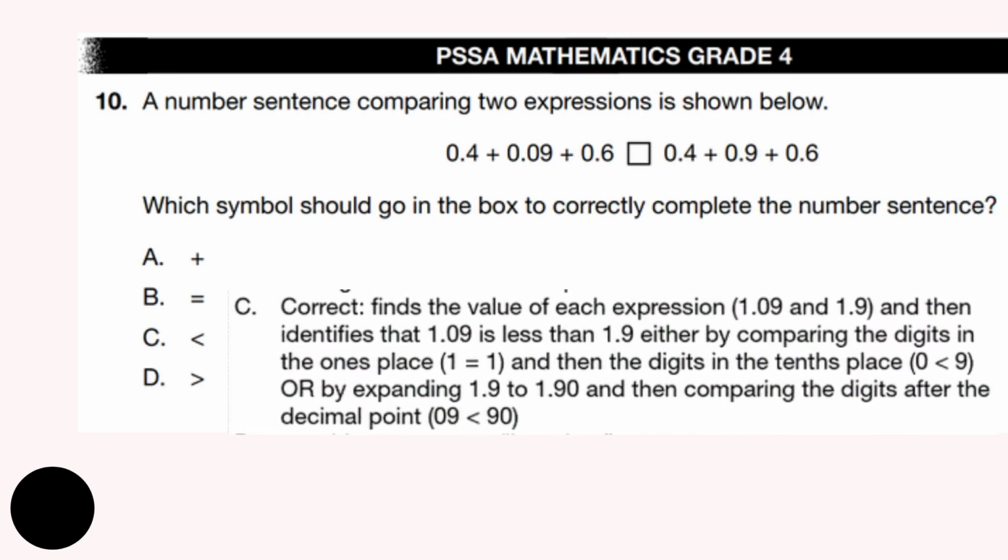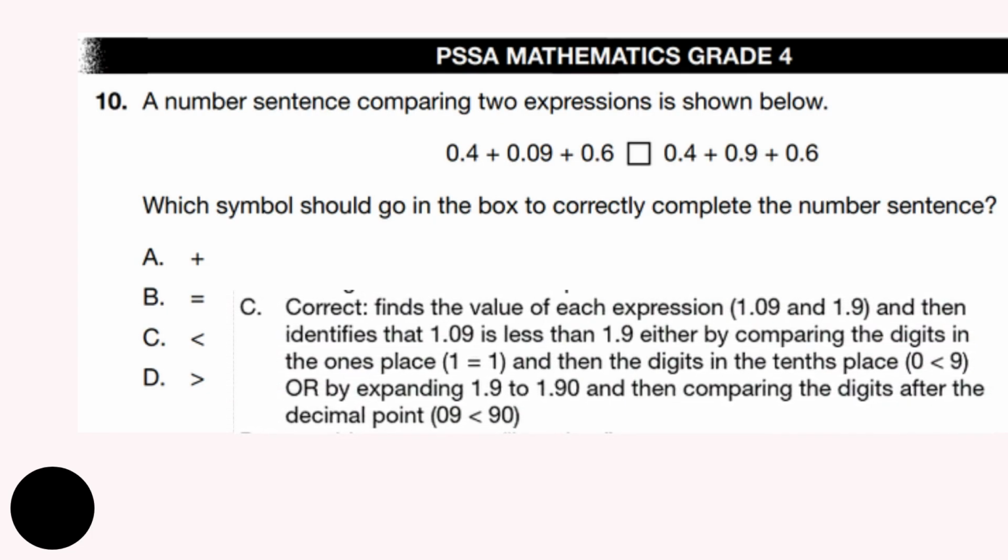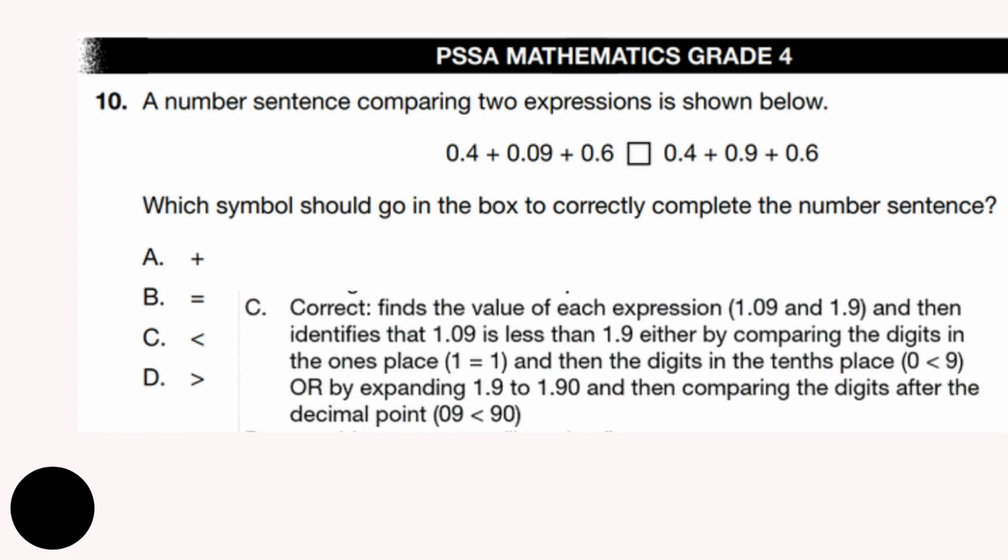Find the value of each expression. So here is 1.09 and 1.9, and then identify that 1.09 is less than 1.9, either by comparing the digits in the ones place, then the digits in the tenths place, or by expanding 1.9 to 1.90, then comparing the digits after the decimal point. So the correct answer is C, guys. Then you can find it easily.